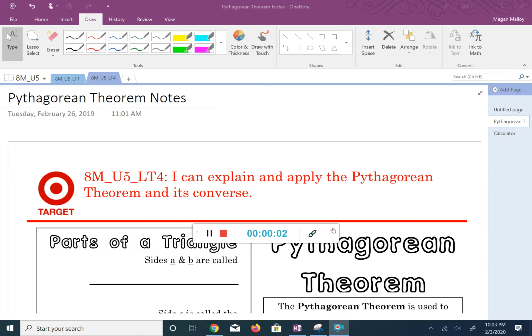Today we are going to work on Learning Target 4 from Unit 5, which is I can explain and apply the Pythagorean Theorem and its converse.